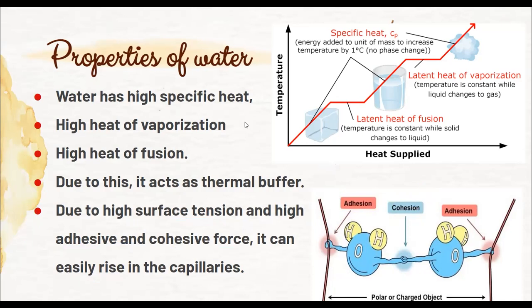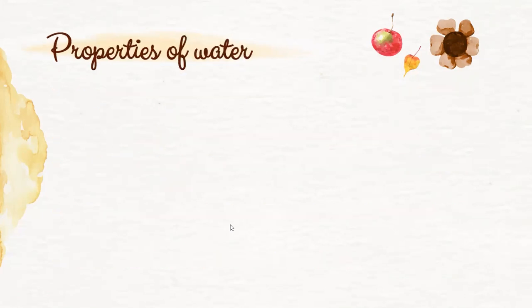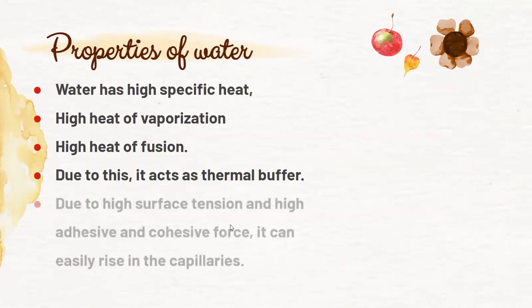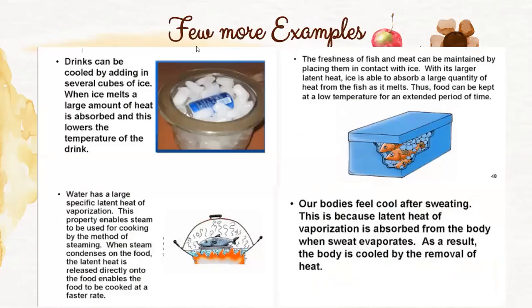So these are the properties of water that we have discussed up till now: it is liquid at room temperature, one of the best solvents, an inert inorganic compound with neutral pH, the best transporting medium and aqueous medium, and an important raw material for photosynthesis to be carried out. Then it has all these properties. We can take a few examples for revision and understanding.